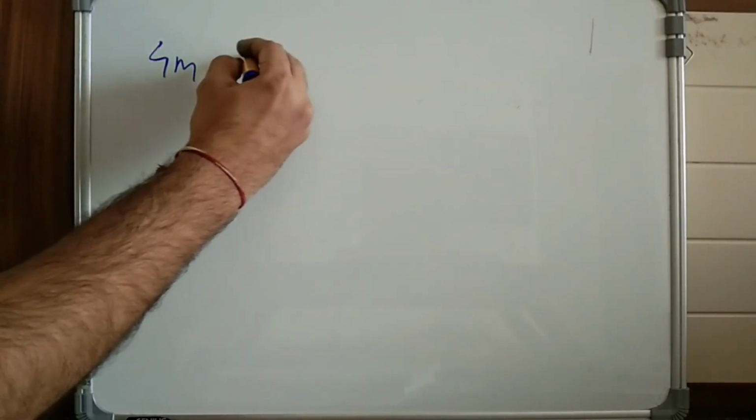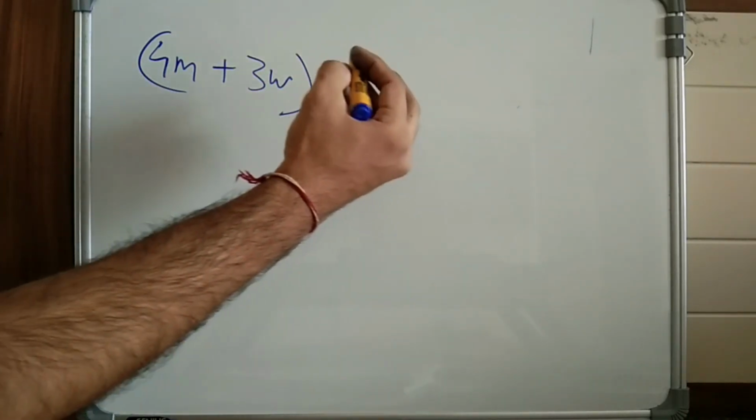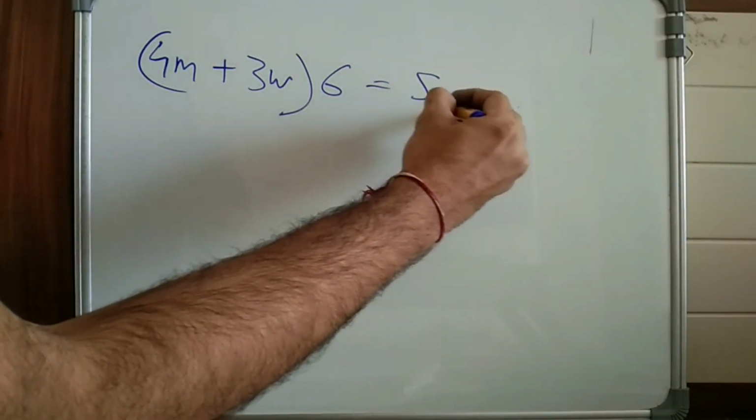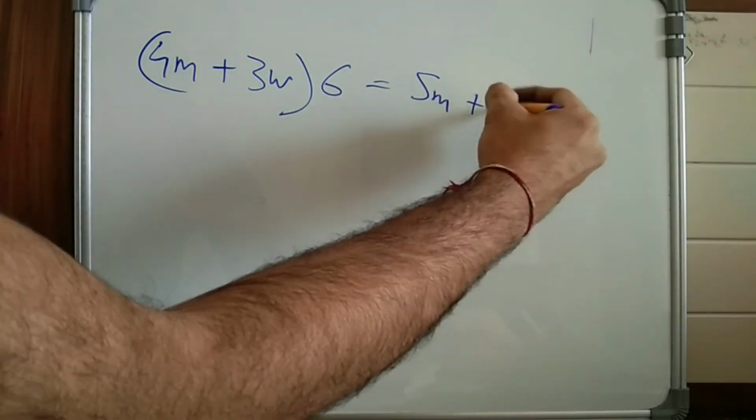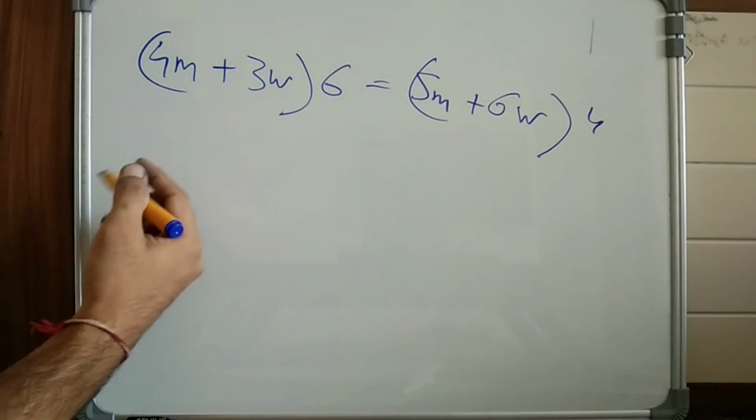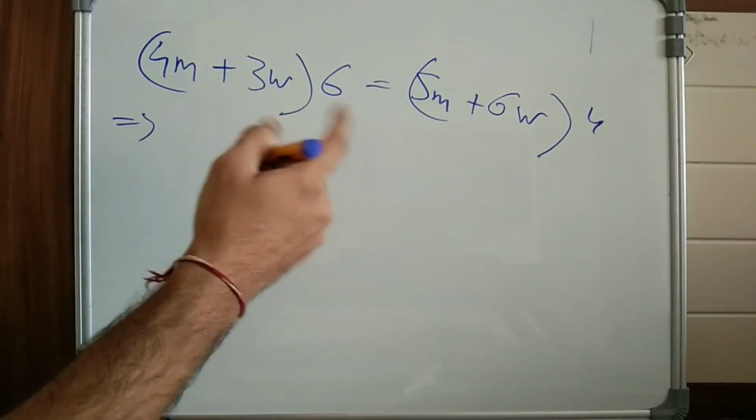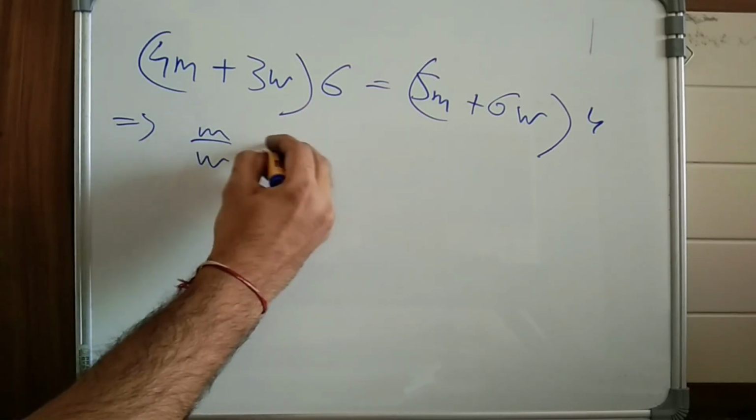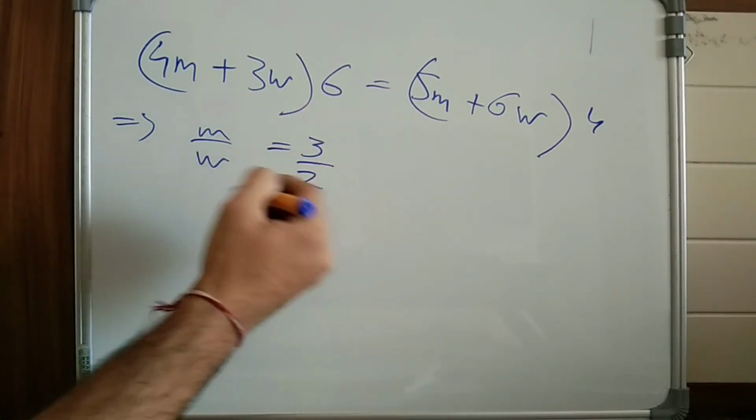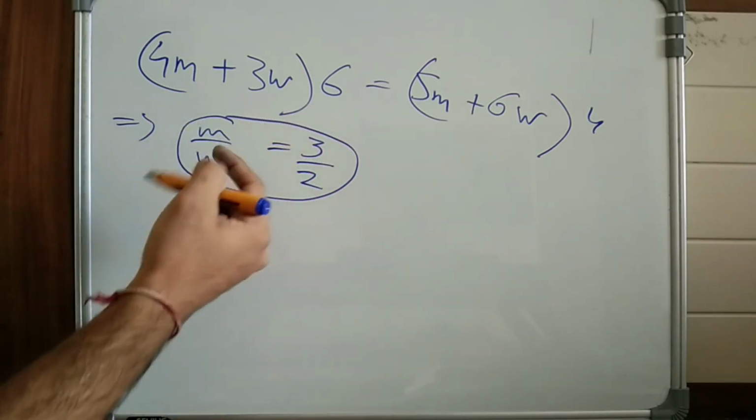4 men plus 3 women is equal to 6. This is nothing but man days, right? 5 men plus 6 women is equal to 4. So if I solve these equations, what will I get? I will get m by w is equal to 3 by 2.